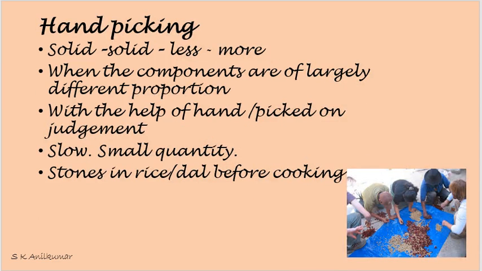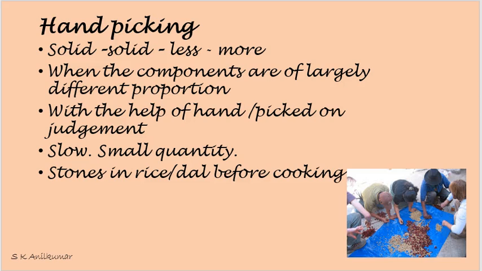Another method that we do is hand picking. When there are only a few impurities and they can be easily identified, and when the proportion of impurities compared to the usual portion is very small, say 1% is impurity, in a solid situation, when less is impurities and more is the useful part, you go for hand picking.